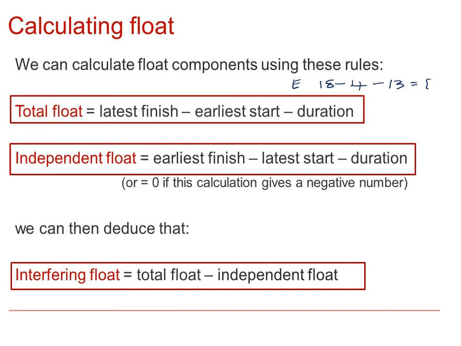Now the independent float is the earliest finish, take away the latest start, take away the duration. So whereas we had the box and then the activity duration, which was in brackets, let's just put E and 13 in there as an example, and that would have been 4, and then that was the 18. So whereas for the total float we use the outside boxes, for the independent float we use the two inside boxes, earliest finish and the latest start, minus the duration instead. And then we can deduce that the interfering float is the total float minus the independent float.